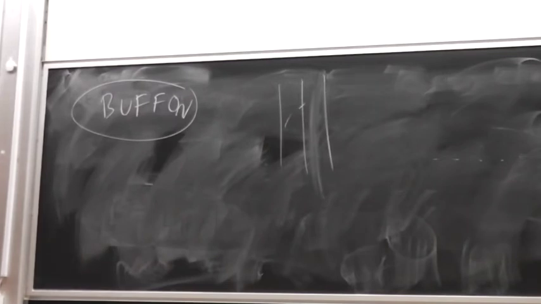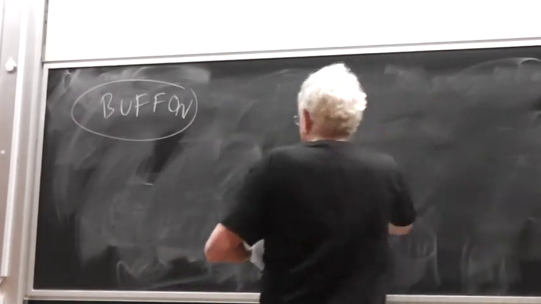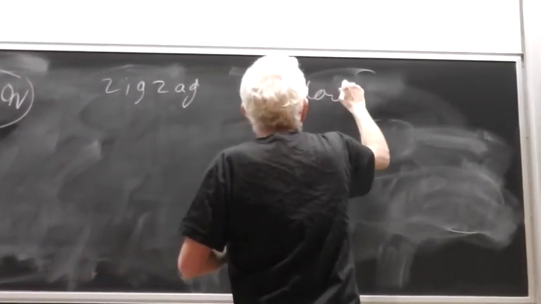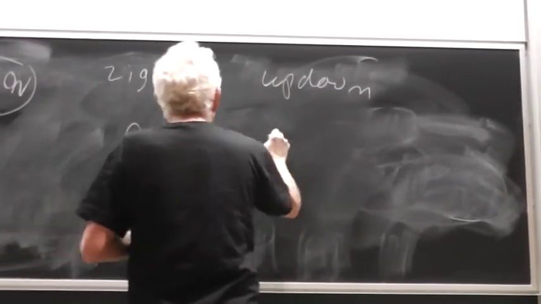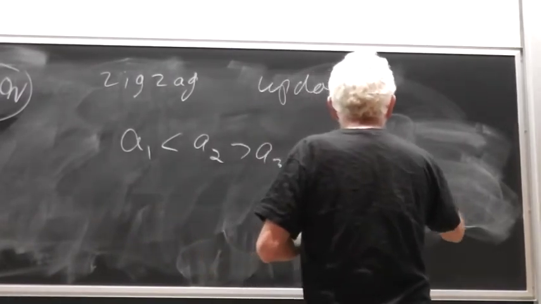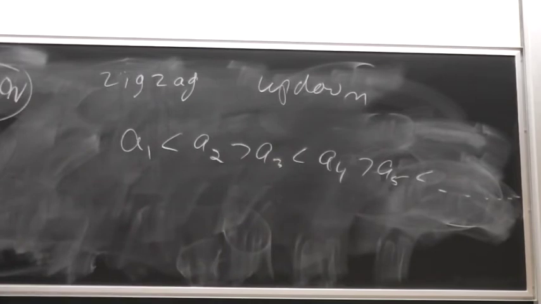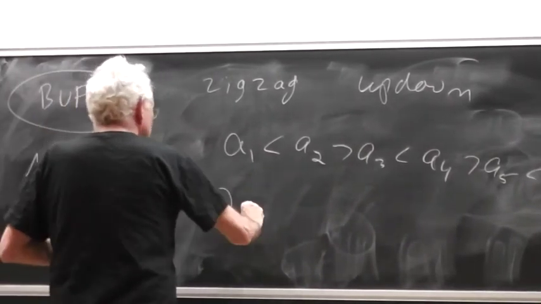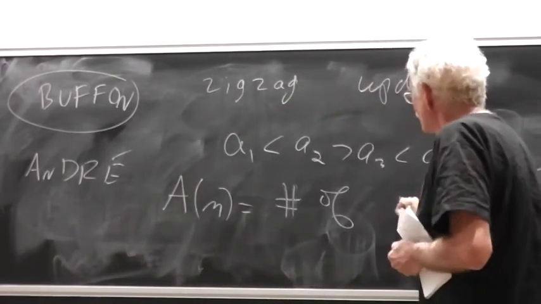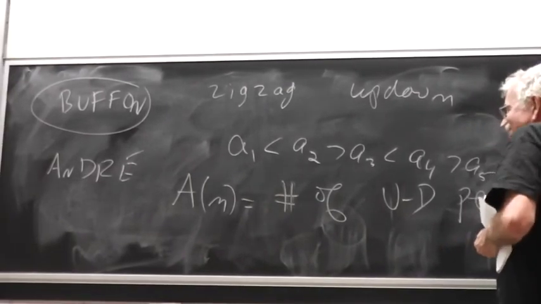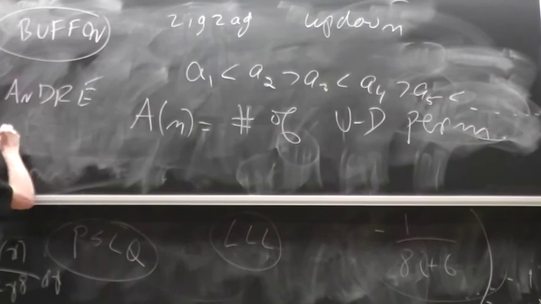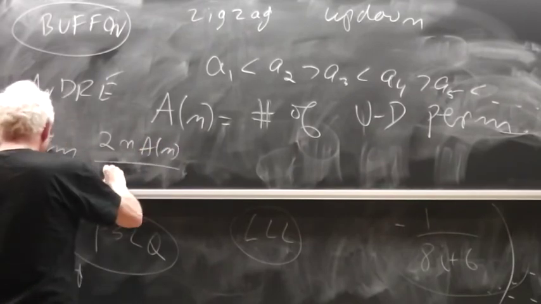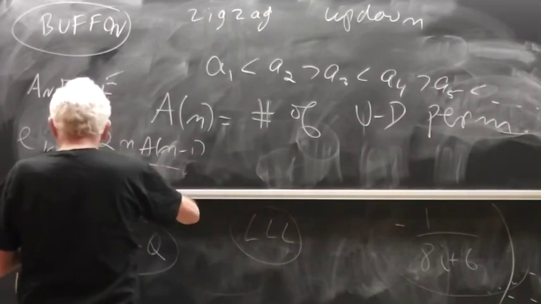But here is a better way. I don't have time, but let me just. A permutation is called zigzag or up-down if it goes up, then down, then up, then down, and so on. A French mathematician from the 19th century called André proved that if capital A of n is the number of up-down permutations, then the limit as n goes to infinity of 2n times A of n over A of n minus 1, sorry, the right one, minus 1 over n, is exactly pi.